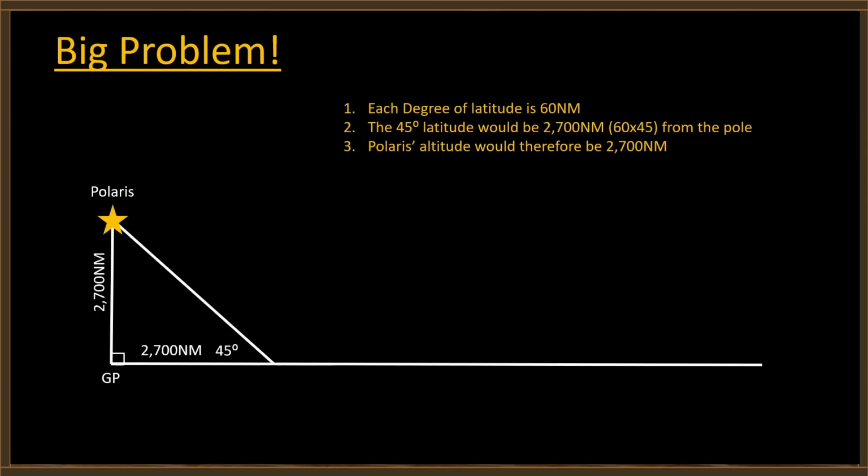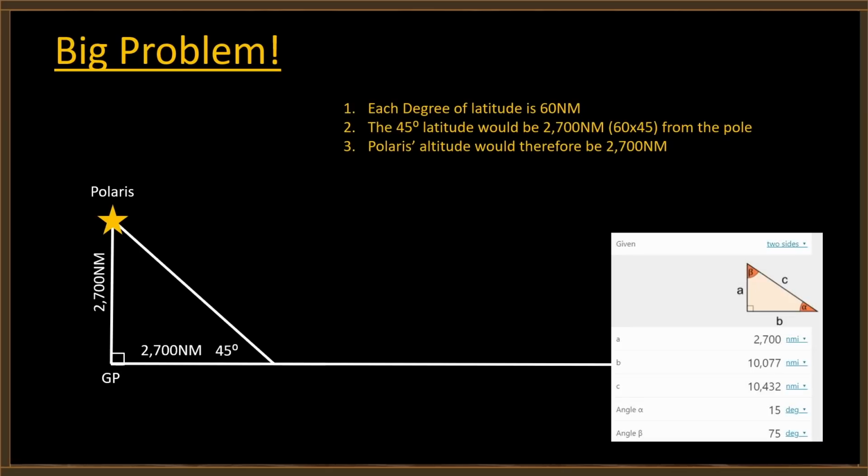So let's talk about Polaris. Now we know, and you guys agree, that each degree of latitude is equal to 60 nautical miles. The 45-degree latitude, therefore, would be 2,700 nautical miles from the GP. Because this is an isosceles right triangle, Polaris's altitude would have to be also 2,700 nautical miles.